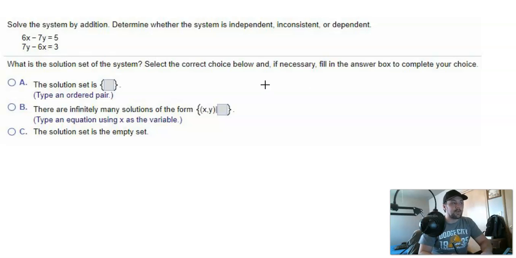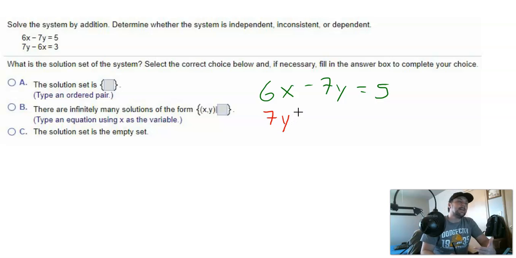I'm going to rewrite the problem over here. We have 6x minus 7y equals 5. That's the top equation. Now, when I go to write the bottom equation, I could just copy it over here, but I should realize there's kind of a mismatch, right? I get 7y here minus 6x equals 3. Well, the problem there is that these aren't lining up with each other. This is x, this one's y. That's not going to work out very well, right? It's going to make things more confusing.